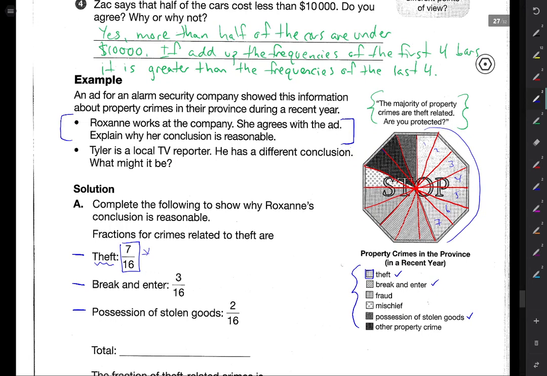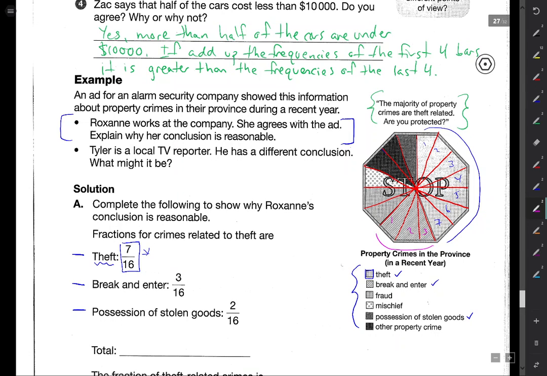Break and enter. If we look at that, those are the ones with the lines in it. So that would be here. And if we count those segments, it's 1, 2, 3. So that's how they get 3/16 here.